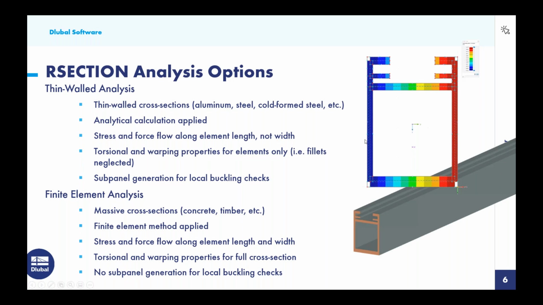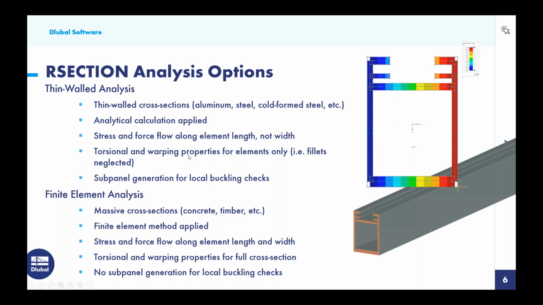What we'll see is that the stress and force flow will be considered along the element length, but not the width. And what I mean by element is each one of these, such as the wall over here on the left, is considered an element. At the bottom, we have another element. So we'll see that stress and force flow along the length in the vertical direction, but not across the width from left to right with this type of calculation.